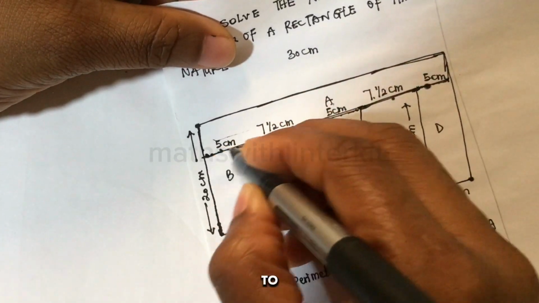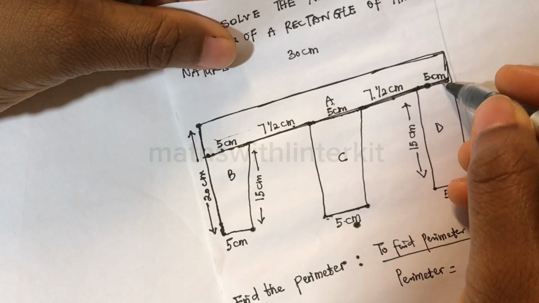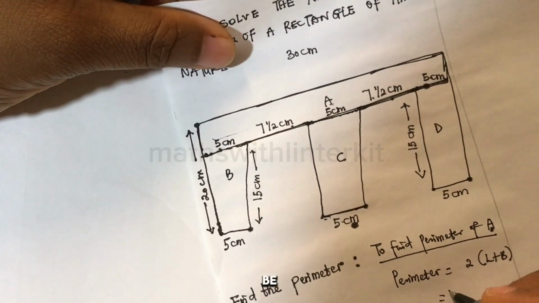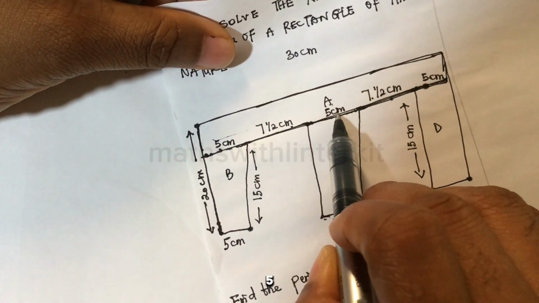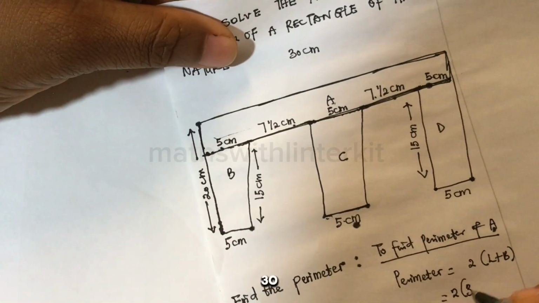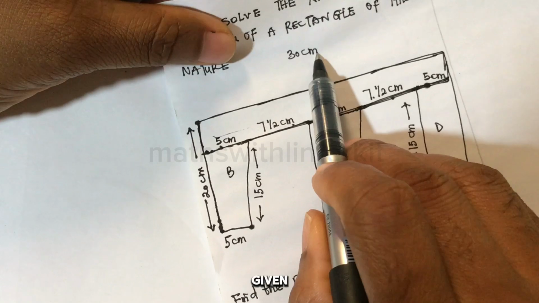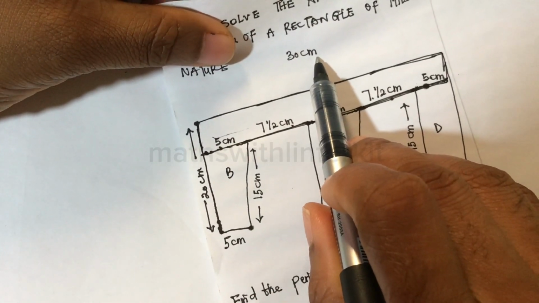So we've been able to get the total value of the length, rather. It means that the length for rectangle A shall be 2 brackets, the addition of 5 plus 7.5 plus 5 centimeter plus 7.5 centimeter plus 5 centimeter. The total shall be 30 centimeter, because in the question, 30 centimeter has already been given. So it's me trying to portray how the 30 centimeter was derived.